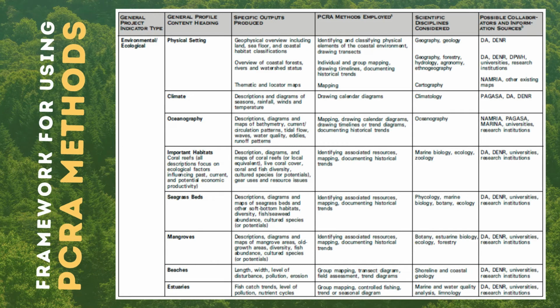The fourth one is the important habitats such as the coral reefs. All descriptions focus on ecological factors influencing past, current, and potential economic productivity. So what are the outputs that can be produced? First is the description, diagrams, and maps of coral reefs, local or equivalent, live coral cover, coral and fish diversity, cultured species or potentials, as well as current uses and rescue issues.